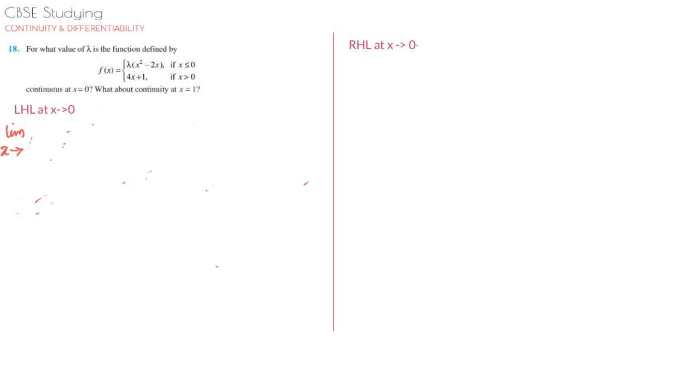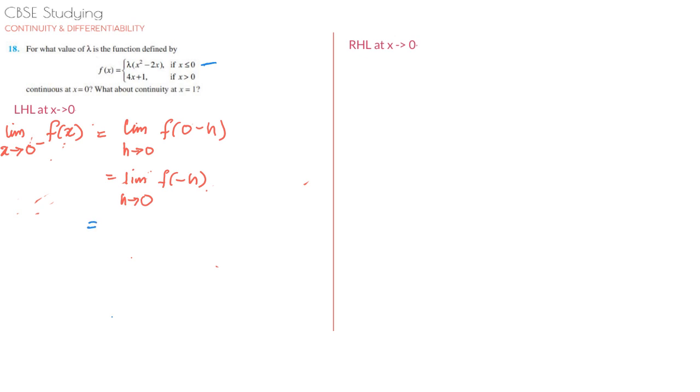Limit x tends to 0 minus f of x, which means limit h tends to 0 f of 0 minus h. Now 0 minus h becomes f of minus h. That means in the function that I'm going to choose, instead of x, I need to put minus h. Which function am I going to choose when x is lesser than 0? I'm going to choose this function, right? So let's take this function and instead of x, wherever there is x, I'm going to put minus h.